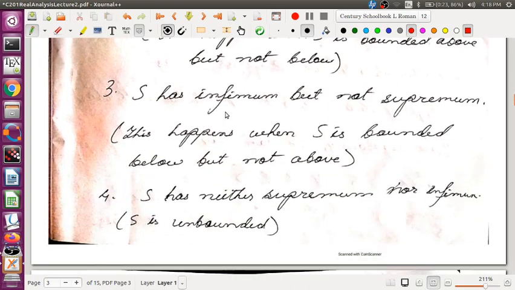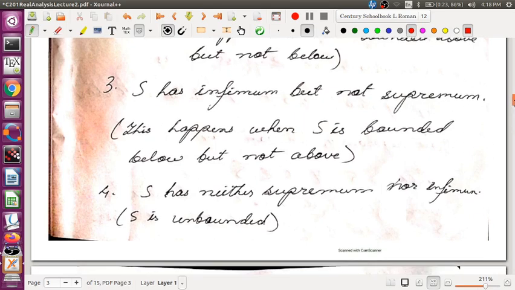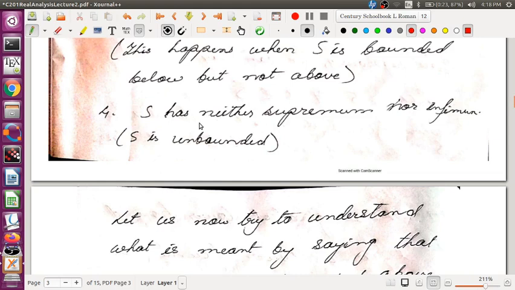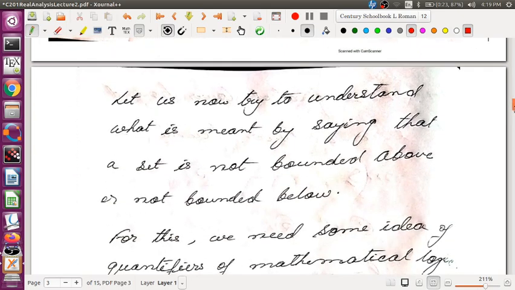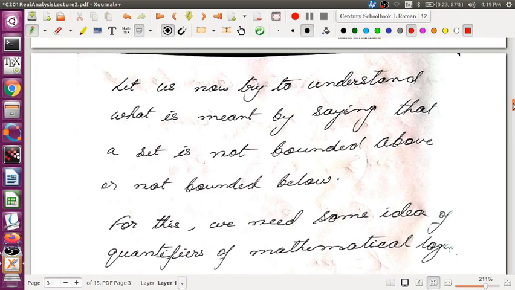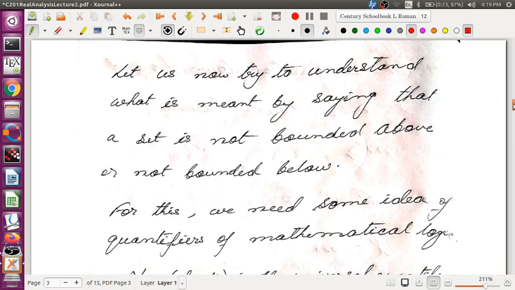The third condition is S has an infimum but does not have a supremum. This happens when S is bounded below but not bounded above, right? And the fourth possibility is S has neither supremum nor infimum. Suppose the set of rational numbers or the set of irrational numbers, there is no upper bound, there is no lower bound, right? So these are unbounded sets. Let us now try to understand what is meant by saying that a set is not bounded above or not bounded below. Okay, this part is very important. How to deal with the negation.